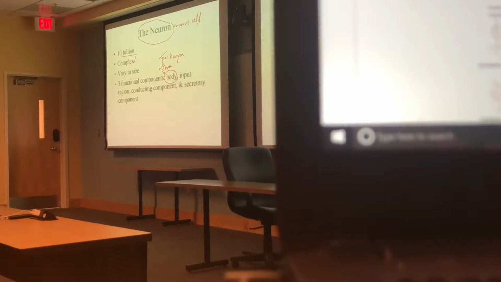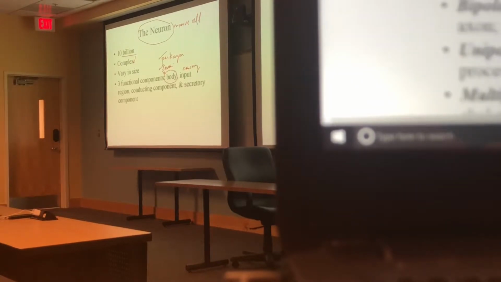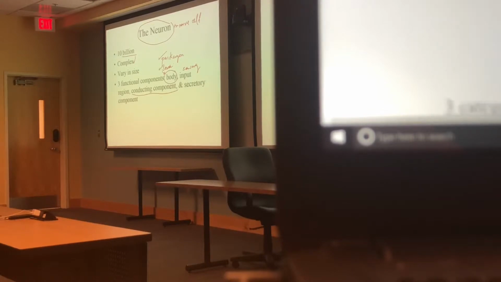And guys, most likely the input region is going to be what? It's going to be sensory. Okay, the sensory part, and then you have the conducting part, the part that's going to send the nerve impulse, right, the signal. So you have the input part, the part that sends out the signal, or the conducting component, and then you have the secretory component of the neuron.